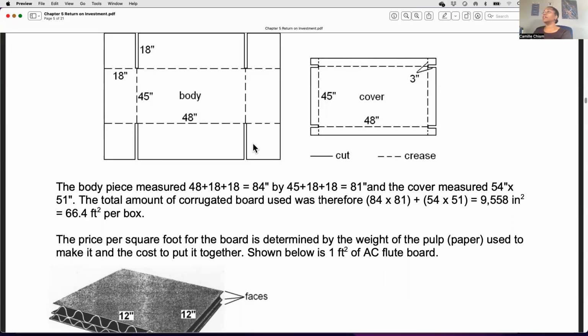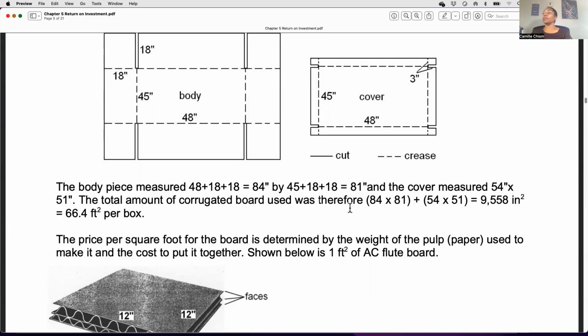And then for the cover, it's 54 by 51. So you've got 3 inches here. So you've got 48 plus 3 plus another 3. So basically 48 plus 6 to get 54. And then for the width, you're going to get the 45 plus 3 plus 3. So you get 3 plus 45, which is 48, plus another 3 is 51.